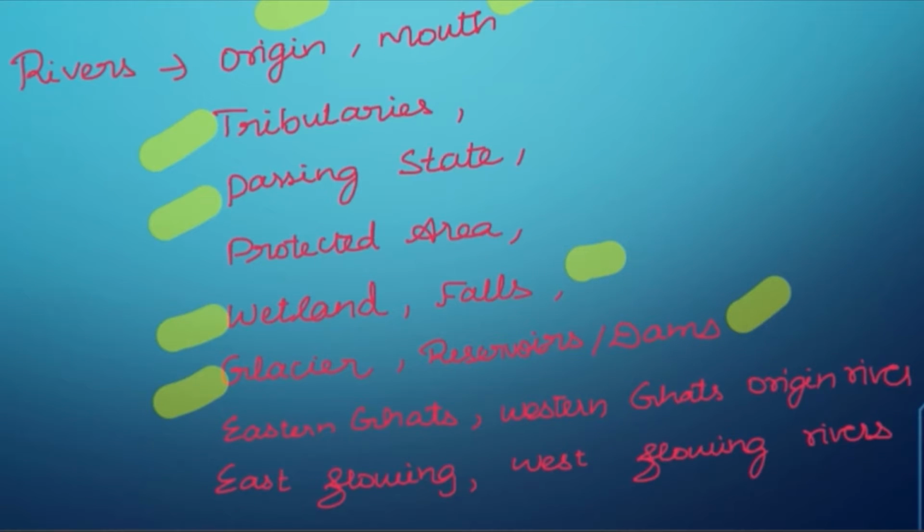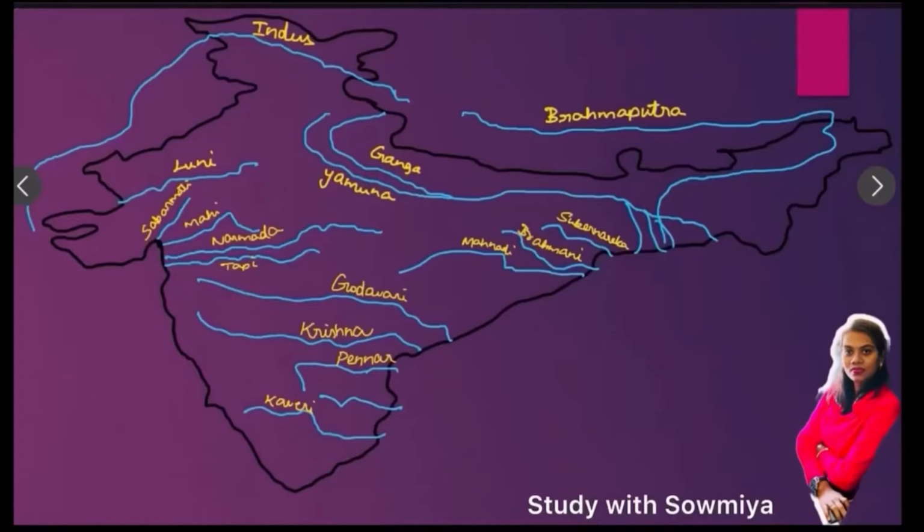Then we have to divide the rivers, like Eastern Ghats origin rivers, Western Ghats origin rivers, east flowing rivers, west flowing rivers, Himalayan rivers, peninsular rivers. In this way, we have to make notes of these rivers. These are the major rivers in India. Let's see them one by one.